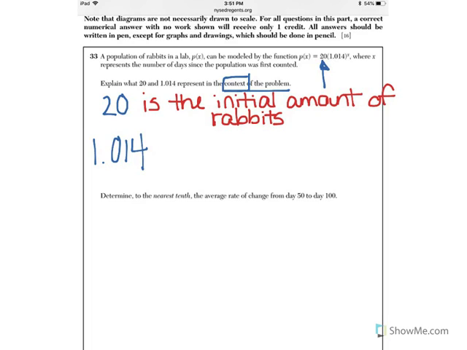Now the 1.014 is the number in the parentheses, and that tells you the growth factor. So in this case, within the context of the problem, this 1.014 is going to be the rate at which the population of rabbits is growing. And we know that it's growing because if the value inside the parentheses of an exponential function is larger than 1, then we know that it's going to be increasing.